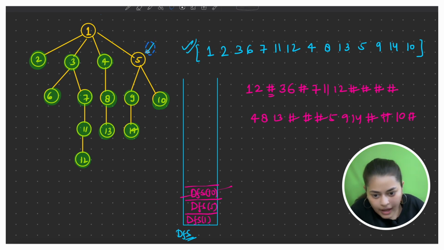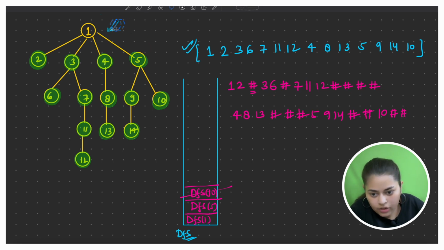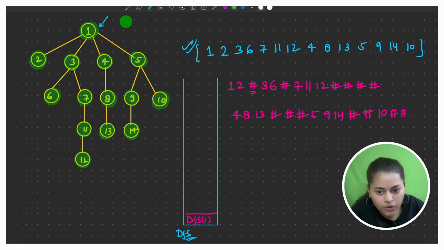Again the call will go back to 5. Is there any other child for 5 to be explored? No. So we'll append hash. 5 will be popped. Now the current state of our stack is this, right? Is there any other child for 1 to be explored? No. So processing for 1 is also completed and it will be popped from the stack. This will be our serialized string, right?